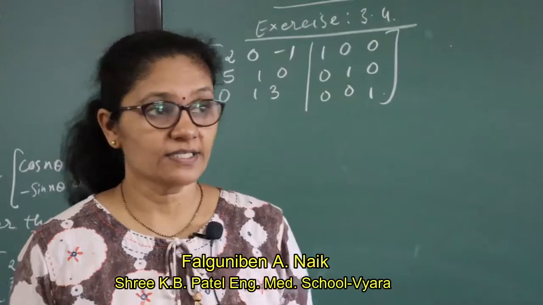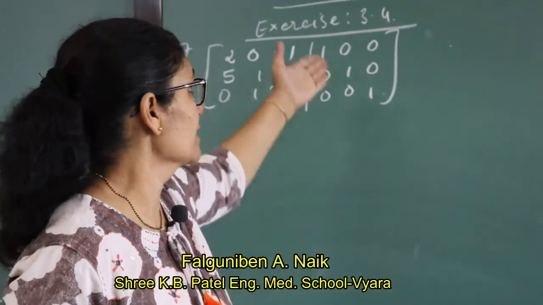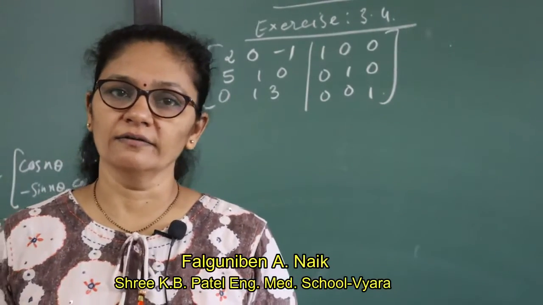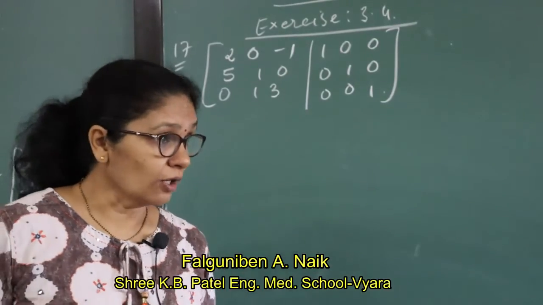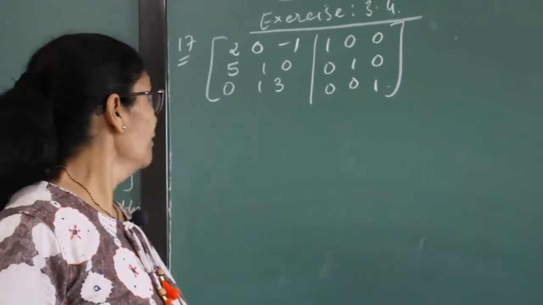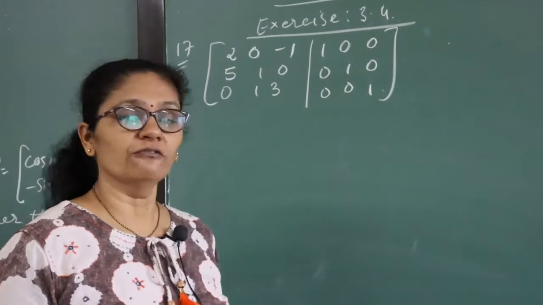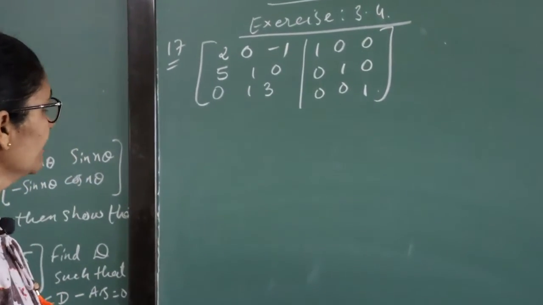Everyone, we are discussing the matrices chapter, and in it we are discussing exercise 3.4, in which we are discussing how to find the inverse by elementary operations. We are solving all these sums by the row reduction method. In our previous classes we have discussed up to 15 questions. The 16th one I gave as homework. So today we start the 17th one.